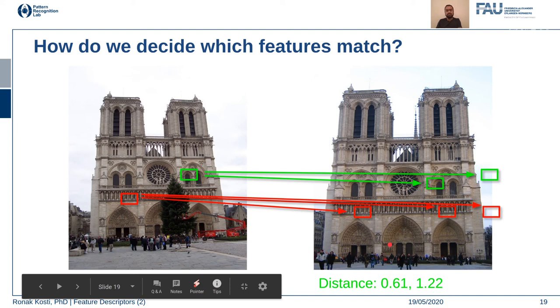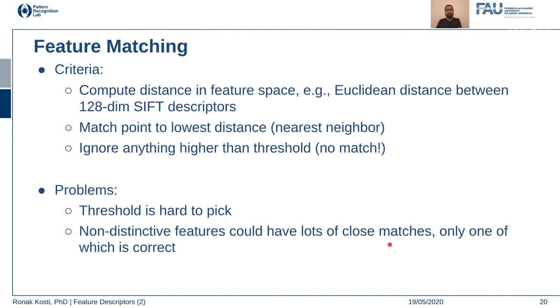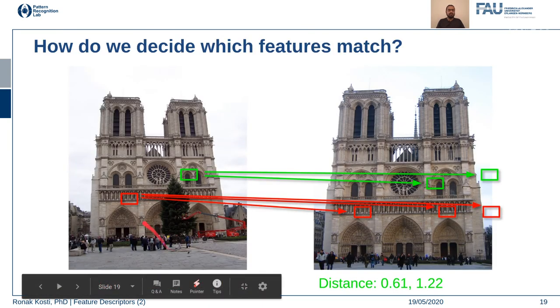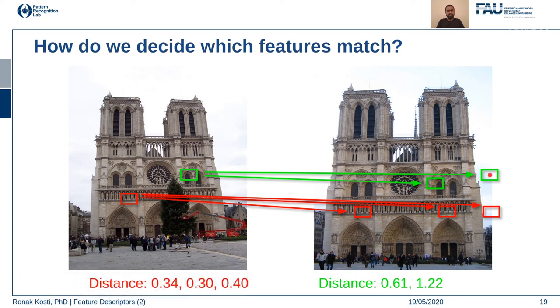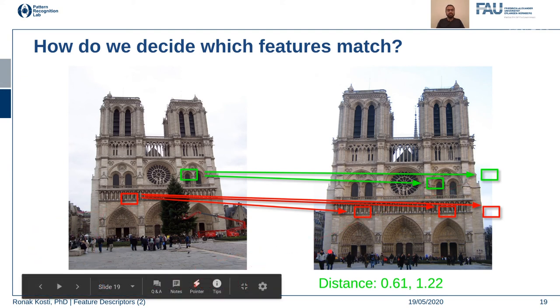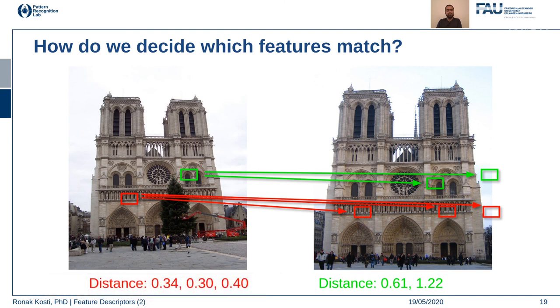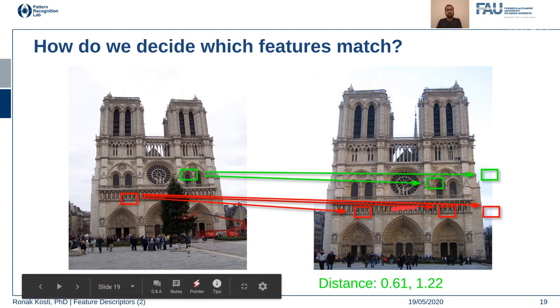This is quite straightforward. The problem comes in the case of the red, for example. With green it's quite easy because there is a huge difference, almost two times the distance. It's easier to discard the feature which is at a higher distance, so it's clearly not a good match. But with the red one, the values mentioned on the right hand side are quite near. The distances computed are 0.34, 0.3 and 0.4, so it's difficult to decide which one is the actual match. So what do we do here?